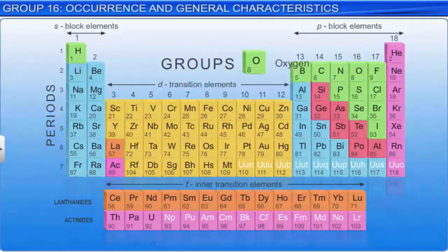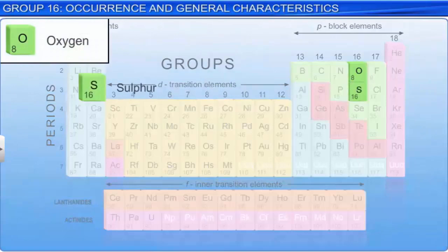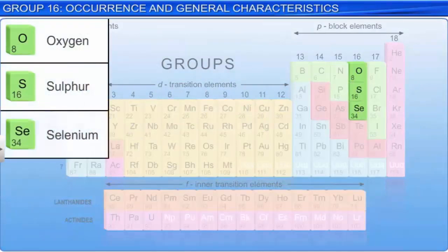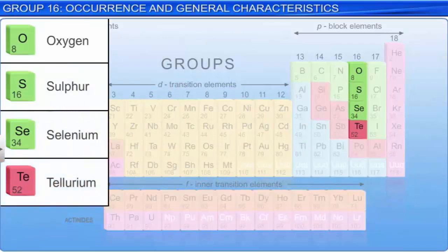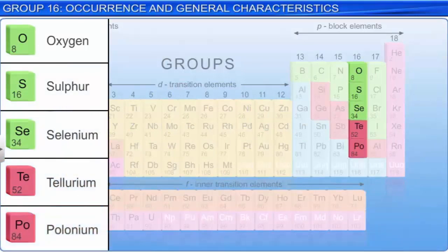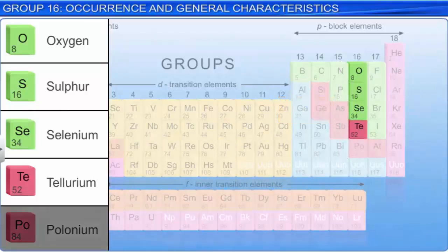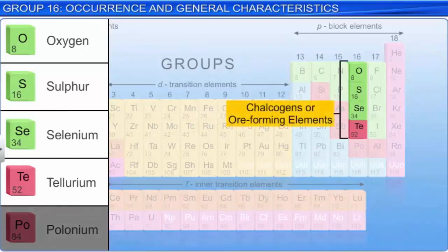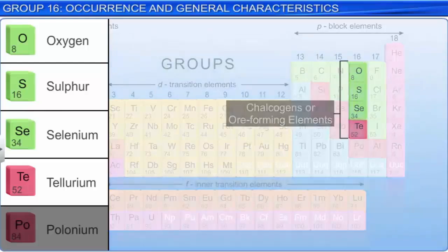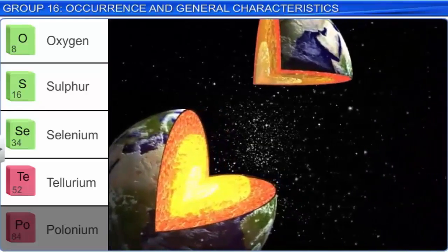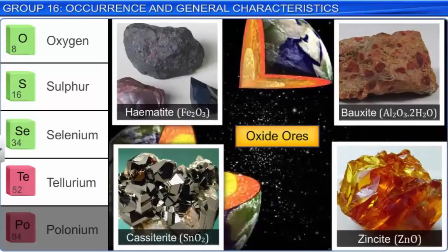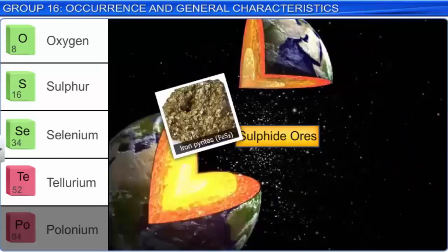The elements oxygen, sulfur, selenium, tellurium, and polonium constitute the 16th vertical column or 6A group elements in the long form of the periodic table. The first 4 elements of the group are collectively called chalcogens or ore-forming elements, because a large number of metal ores are found in the Earth's crust as oxides or sulfides.